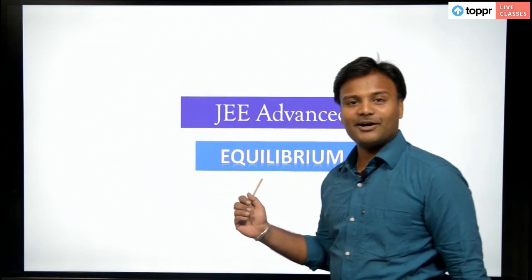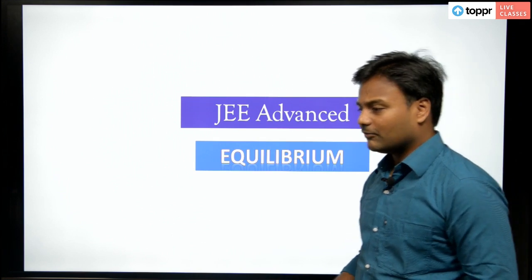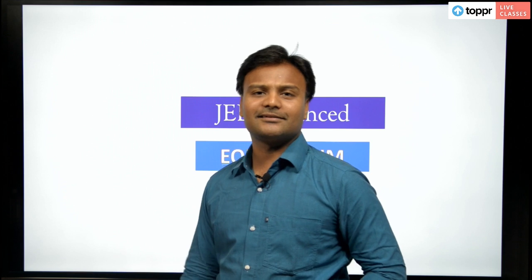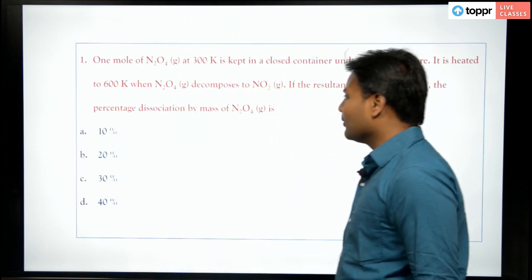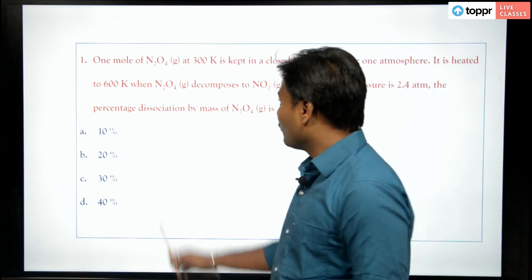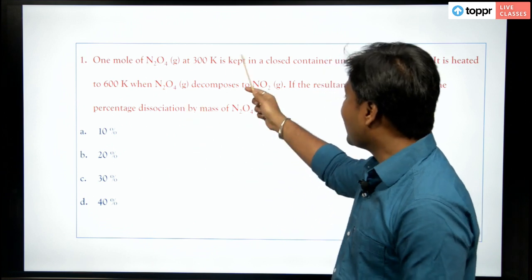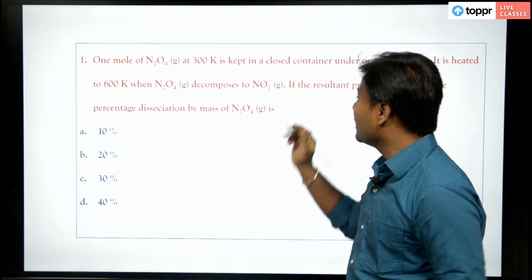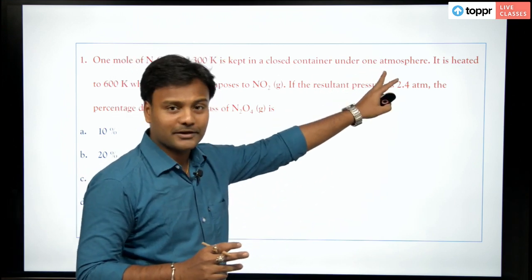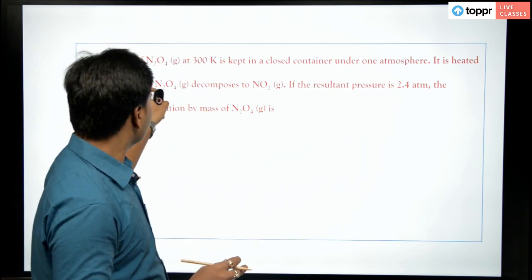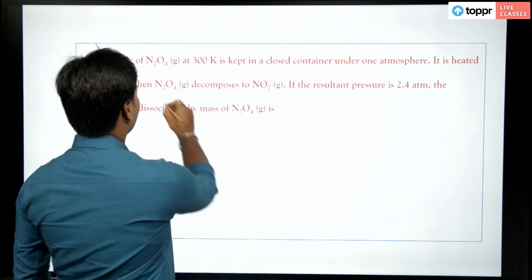The topic of our interest here is equilibrium. So without wasting much time, let's start the class with the previous question papers, right? Okay, look at the first question here. 1 mole of N2O4, that is in gaseous state, at 300 Kelvin is kept in a closed container. So this is under 1 atmosphere. It is heated to 600 kelvins when N2O4 gas decomposes.